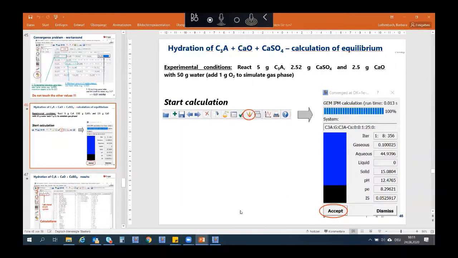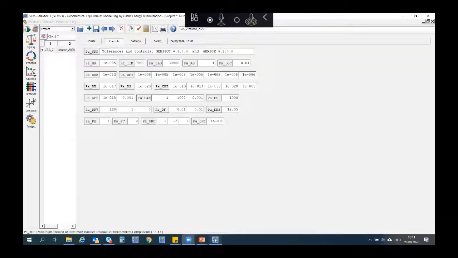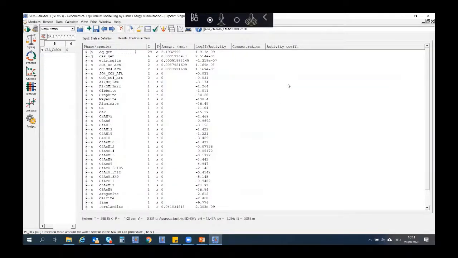Now, did it work with everybody for the calculation? Anybody where it didn't work, please speak up. Good. And let's go back. If you see here, if we click on the sys-ec, that's system equilibrium, we can see the results.